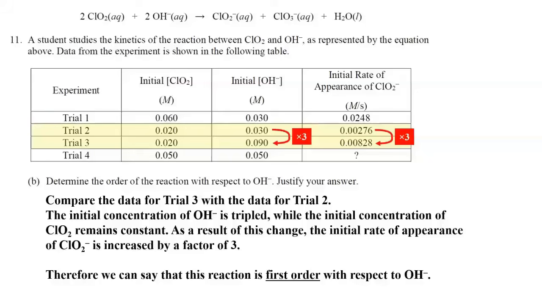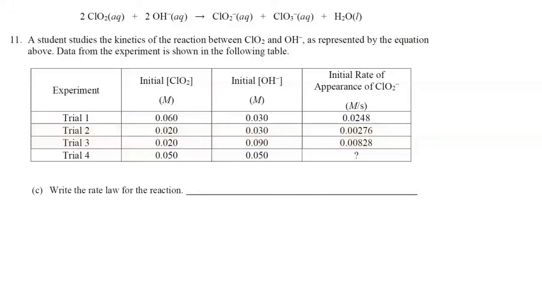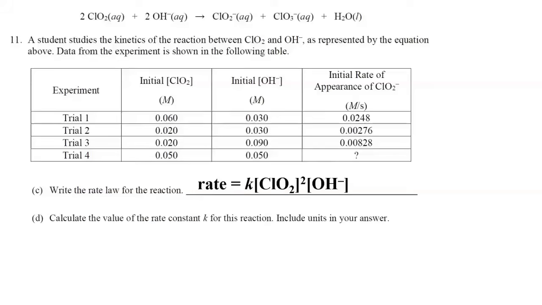So now that we know the order with respect to ClO2 and the order with respect to hydroxide, let's go ahead and write the rate law for the reaction. So rate equals rate constant k times concentration of ClO2 raised to the second power, because we know it's second order with respect to ClO2, and then times the concentration of hydroxide raised to the first power, because we know it's first order with respect to hydroxide.